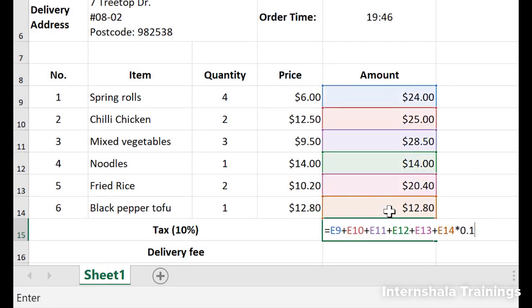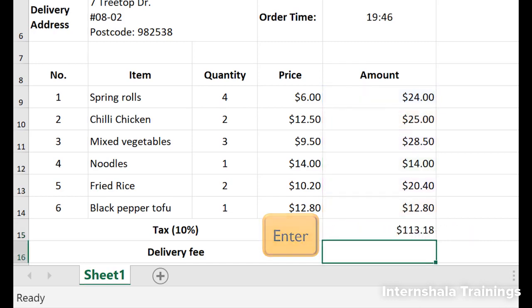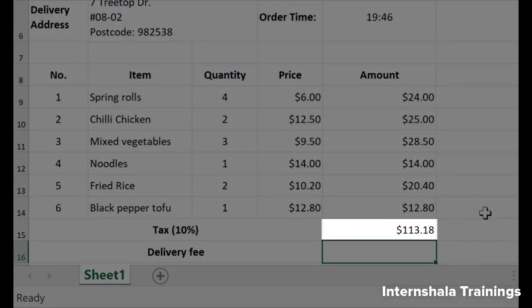This looks right, doesn't it? The tax amount will be 10% of the price of all the dishes added up. So let's go ahead and press enter. Wow! Tax of over $113? There must be something wrong.